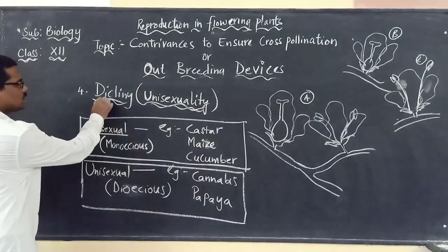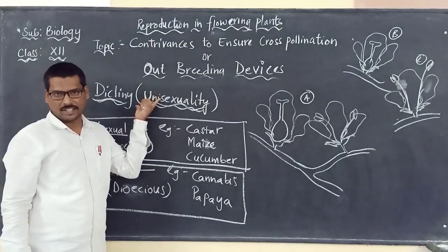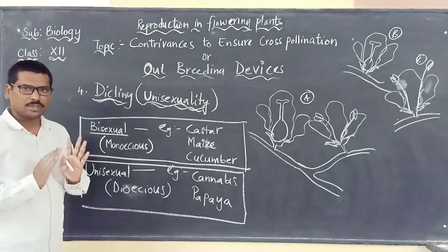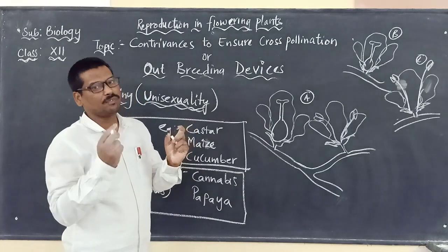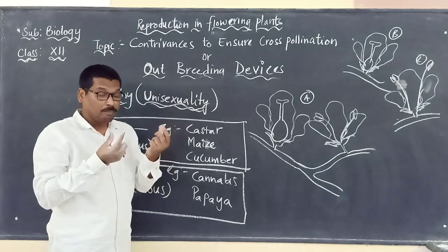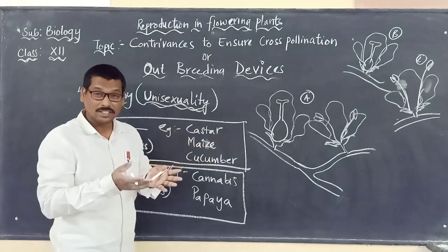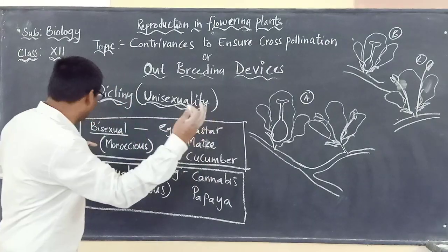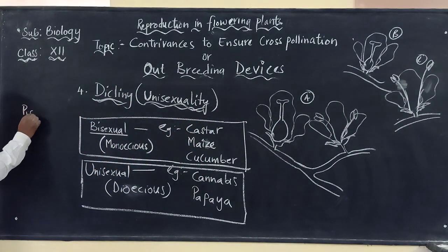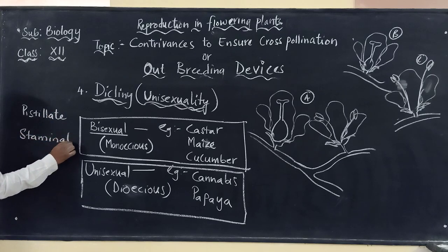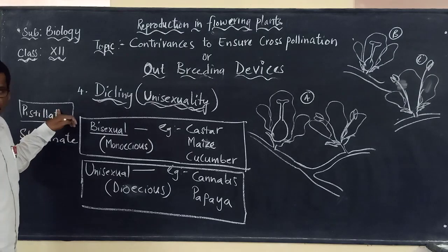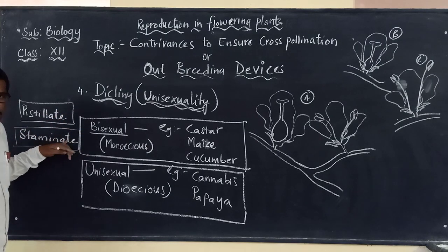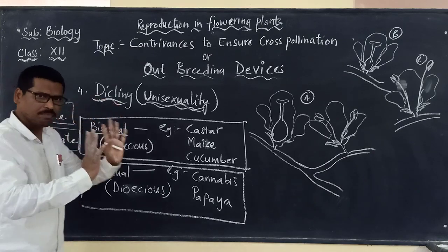So the next one we are going to discuss is diclinism, otherwise called unisexuality. In this we have to remember that the stamen and the carpels, meaning the male part and the female part, may be present on two different flowers. If so, we use two words: pistillate and staminate. Pistillate means bearing only the female part. Staminate means bearing only the male part.